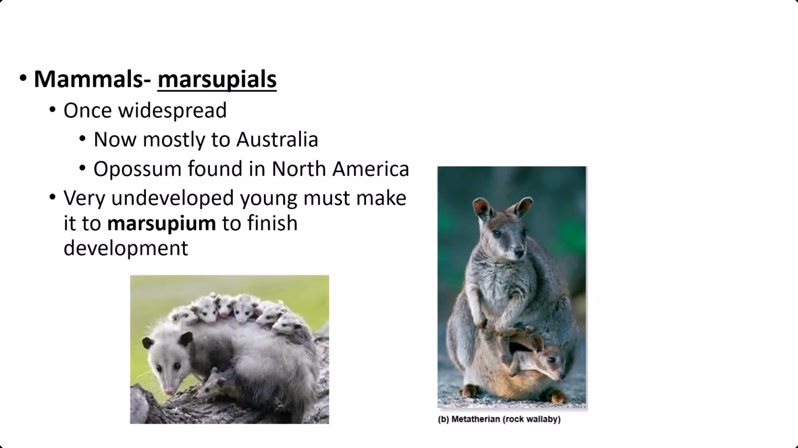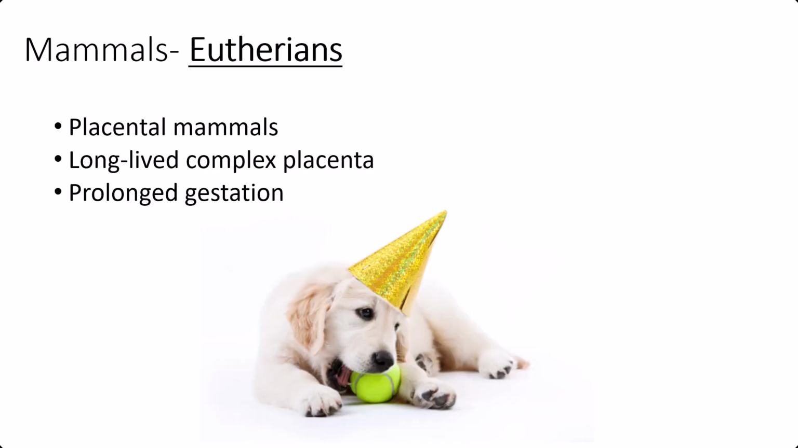Then there's marsupials. They were once really widespread, but now they're mostly found in Australia. So typically, I think when people think of marsupials, they think of a kangaroo or a wallaby, but the North American marsupial example is the possum. The young are born very underdeveloped, and they have to make it to the marsupium, which is the fancy word for the pouch, to finish their development. Then we've got the eutherians, which are the placental mammals. They develop in a relatively long-lived and complex placenta, and there's a relatively prolonged gestation.